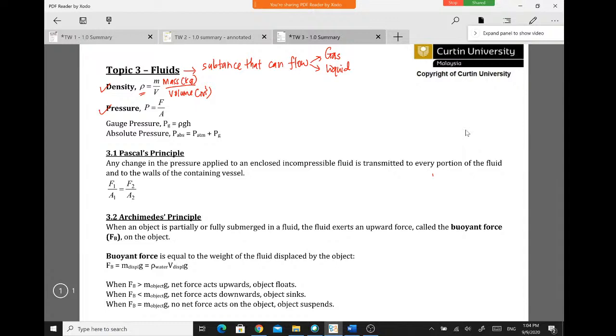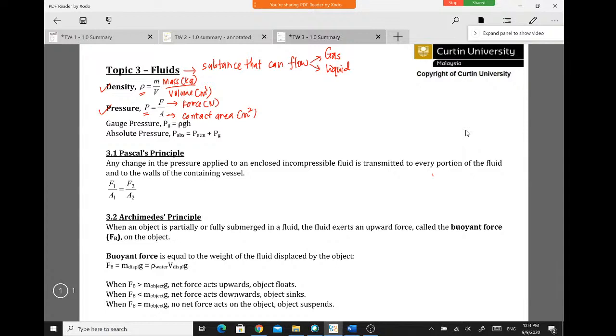Another property to describe fluids will be the pressure. So pressure, denoted by the symbol P, is calculated by force in Newton over the contact area, in the unit of meter square.